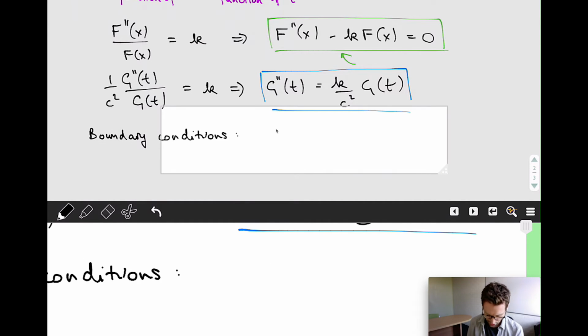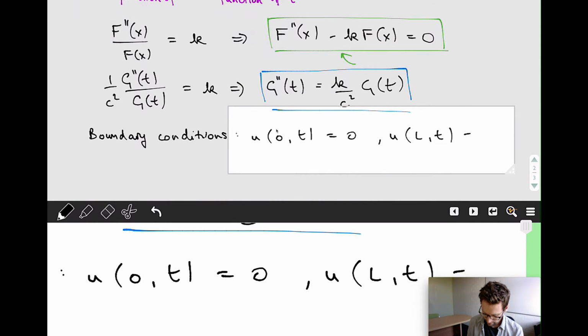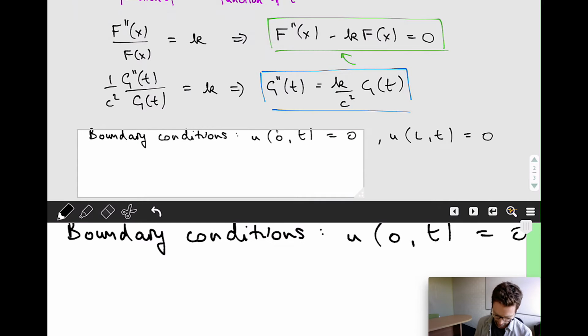So the boundary conditions we saw were u at x is equal to 0 was equal to 0, and u at x is equal to L for all values of t was equal to 0. Now how do I turn those into boundary conditions for f of x?